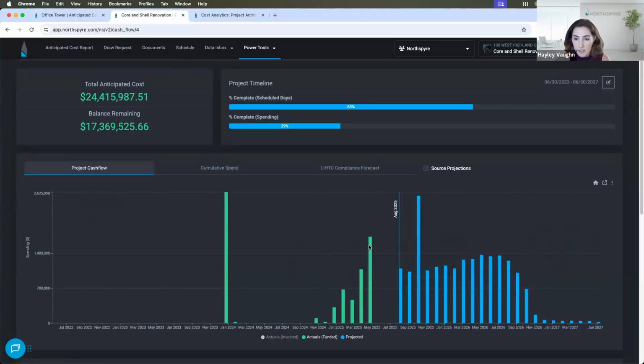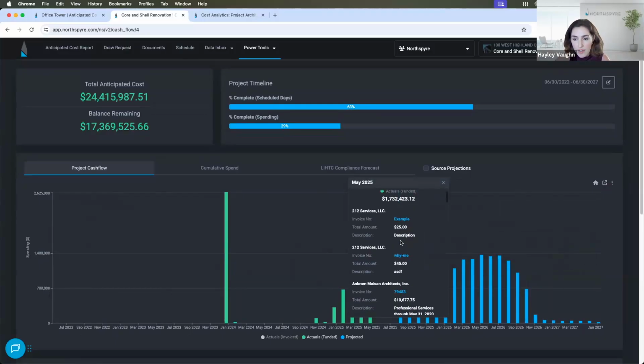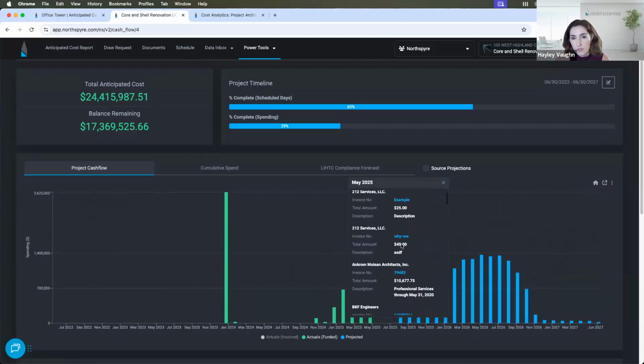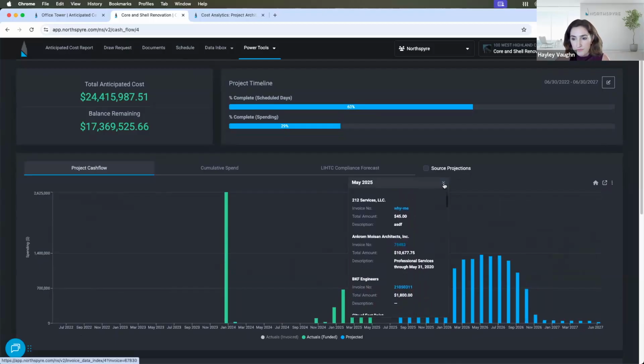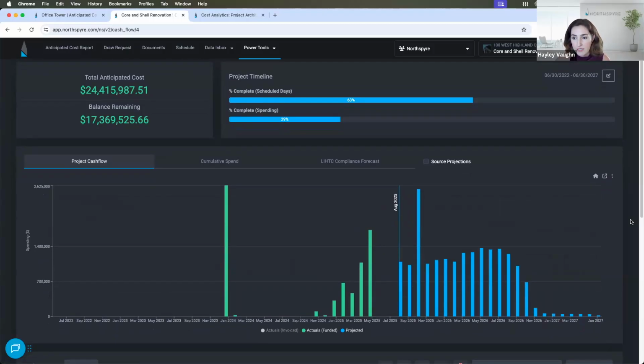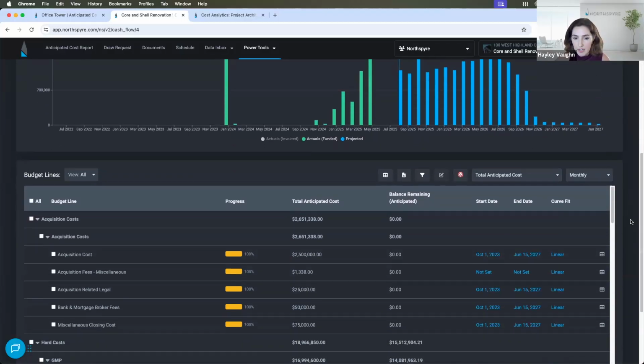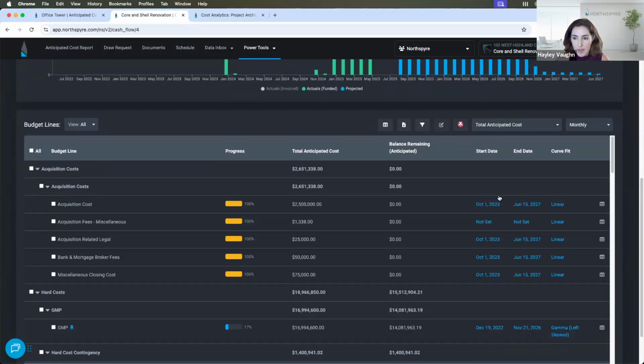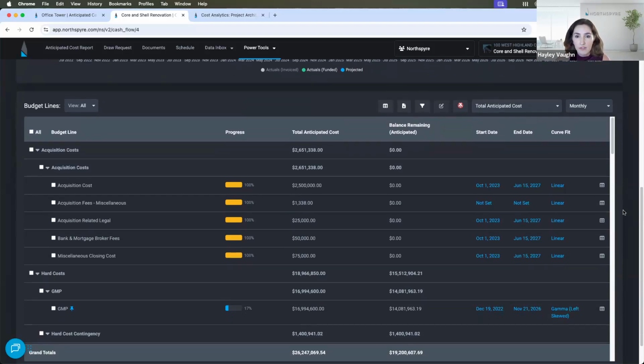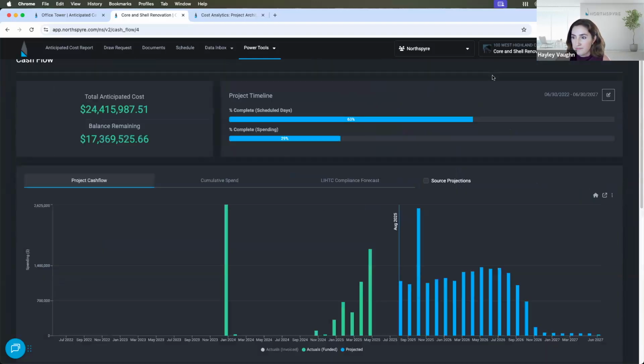I can even click into any of our actual lines and see all of the invoices in a given requisition period that we're feeding into that month's spend. And this gets manipulated in the table below. So by establishing a start date, end date, and curve fit for a given budget category or line, I can help inform these projections to stay ahead of risks and concerns.